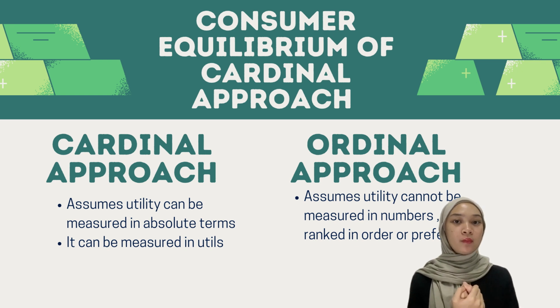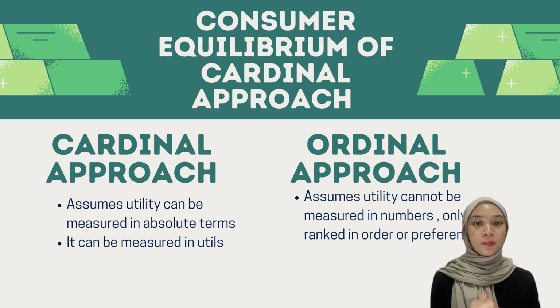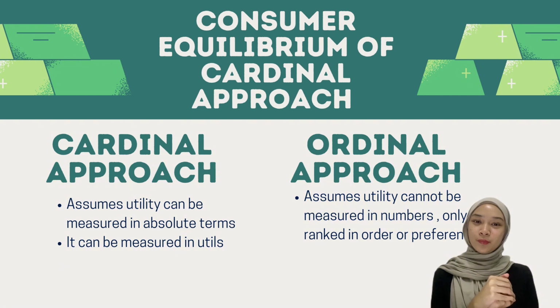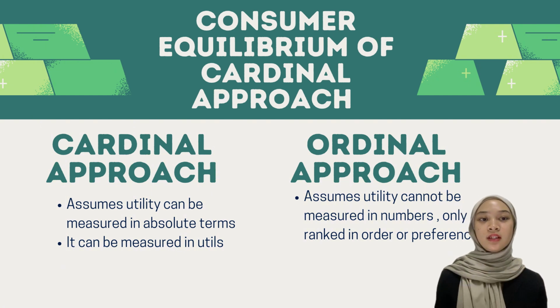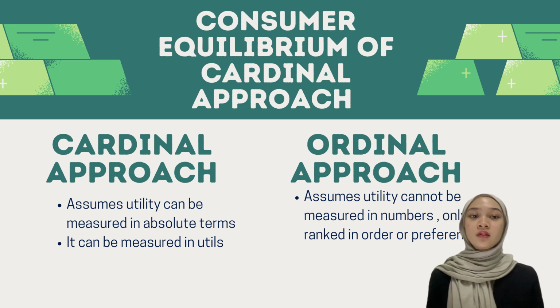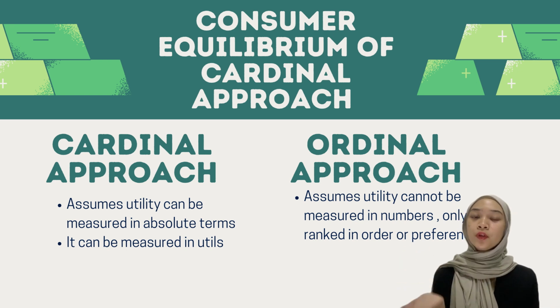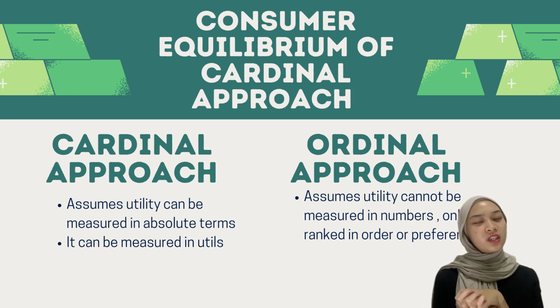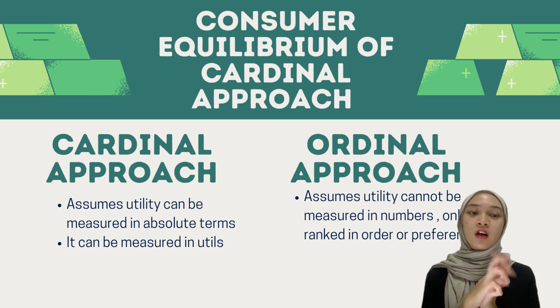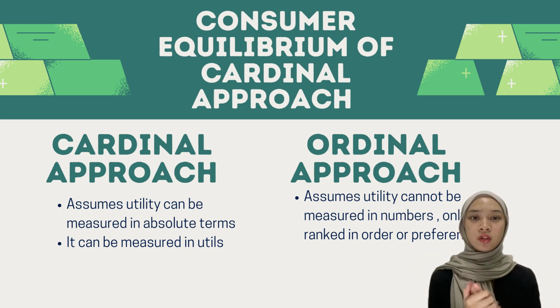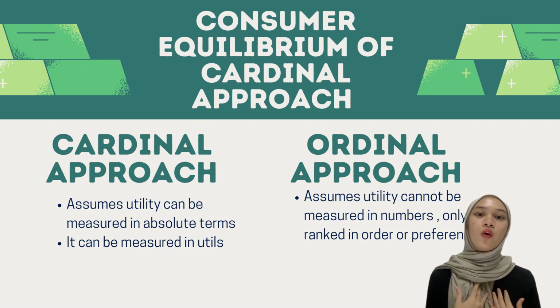Consumer equilibrium of the cardinal approach and ordinal approach. For this topic, it is divided into two, which are the cardinal and ordinal approaches. What is the cardinal approach? The cardinal approach assumes utility can be measured in absolute terms, in utils. What is the ordinal approach? The ordinal approach is slightly different from cardinal because utility cannot be measured in numbers but only ranked in order of preference.